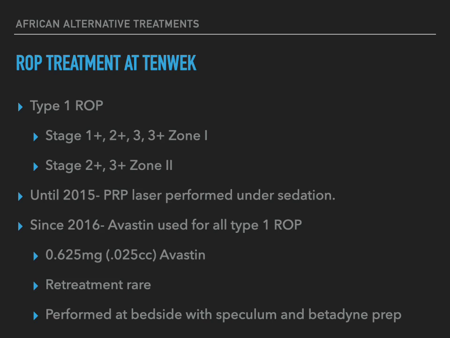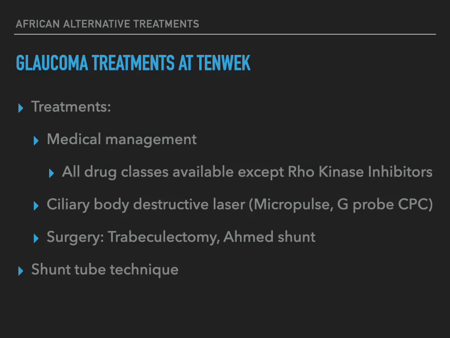Most hospitals do not have access to laser for treatment, but Avastin is readily available and affordable. So up until 2015, even here at TENWEK, we were using PRP laser treatment to treat all babies with type 1 ROP. But since 2016, we've been using almost exclusively bevacizumab.